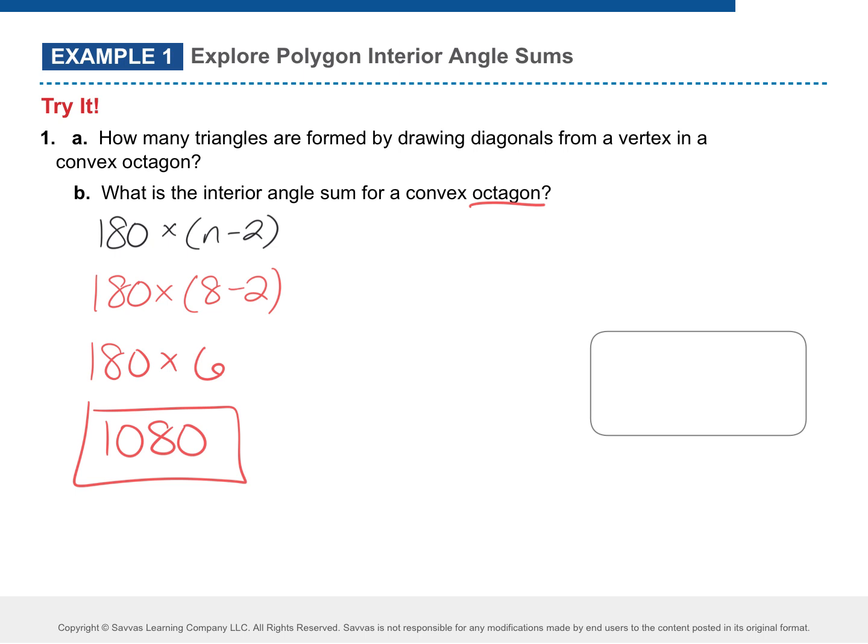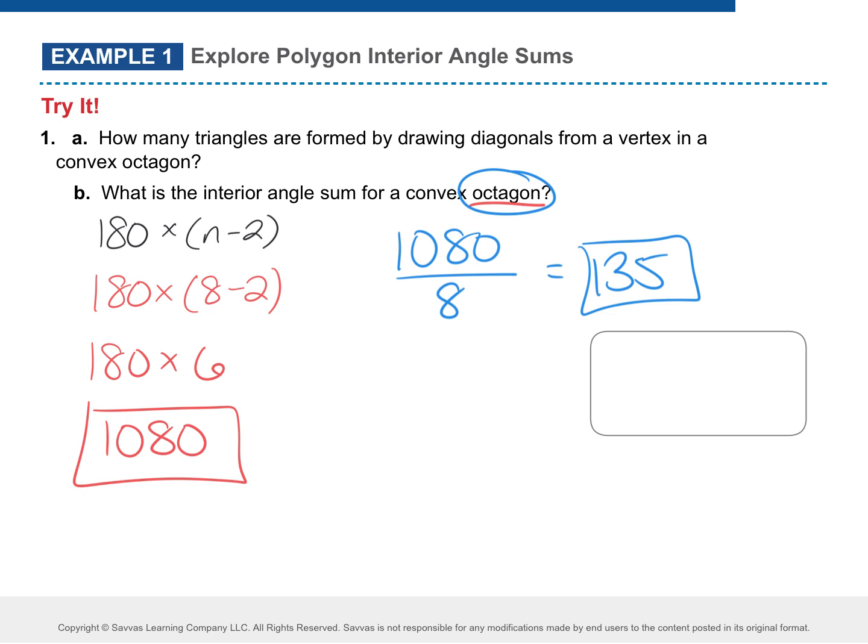How do I find one of them? I would take 1,080 divided by the total number of sides, which would be 8, which is 135. Okay, so keep in mind, just by this equation, we can find the total and we can find one of them. In order for this one to be true, the polygon has to be regular. Because if all the sides are different lengths, can the angles be the same? No. So that has to be for a regular polygon.